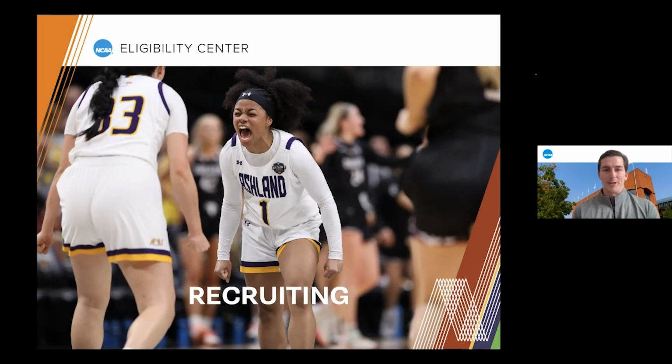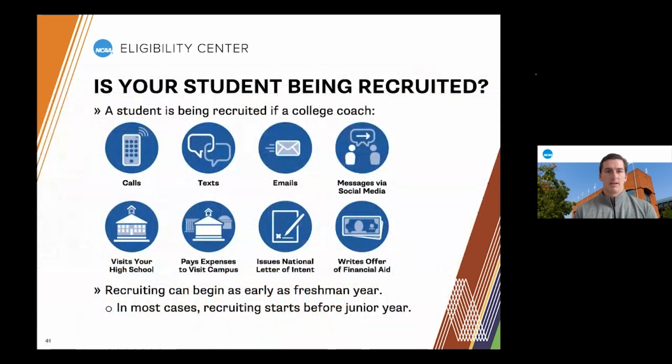Let's talk a little bit about recruiting. Is your student athlete being recruited? These are not limited to these, but these are just cues that we tell student athletes, hey, if you receive any of these, odds are you're probably being recruited or they're at least showing interest. Call, text, emails. Again, coaches cannot do this year round. We're going to get into the recruiting calendar next of when they can and cannot do this, but these are just reminders of what recruiting would look like from coaches. Recruiting can begin as early as freshman year. In most cases, recruiting does start before junior year.